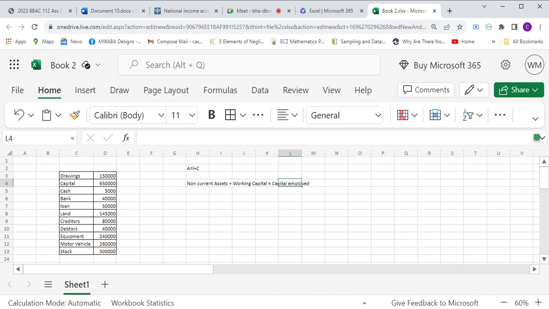Capital employed consists of long-term liabilities, which are also called non-current liabilities, and it also includes capital, the owner's capital, the capital of the business. The definition of capital employed, this is the money used for expanding the business so that the business can generate profits.